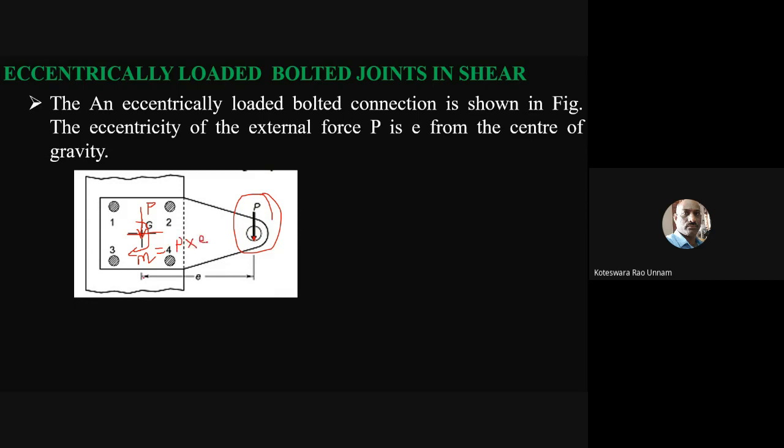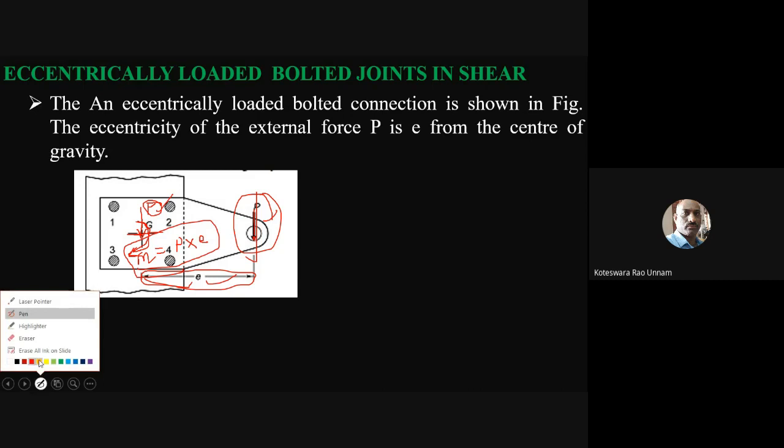P multiplied by E. Here he has shown this is the eccentricity E. The load is P, so P into E is going to be the moment. This is the effect of the force P transferred from this line of action to the center of gravity. Now we want to see what is the effect of this force P and of this moment M. If you are able to find that, then you can easily identify the size of the bolts also.